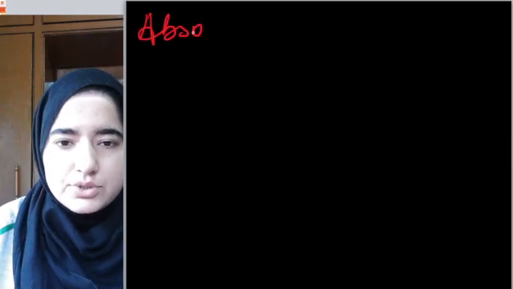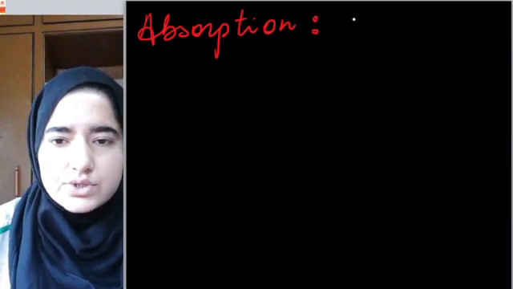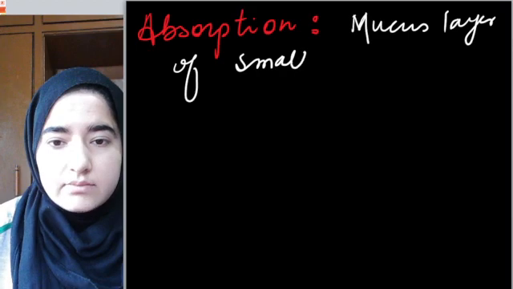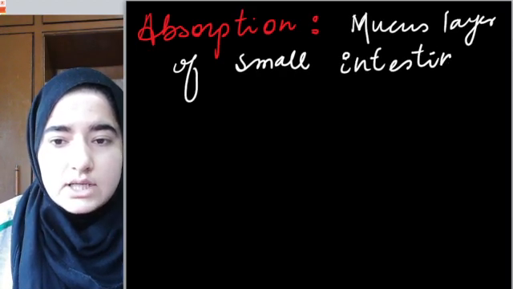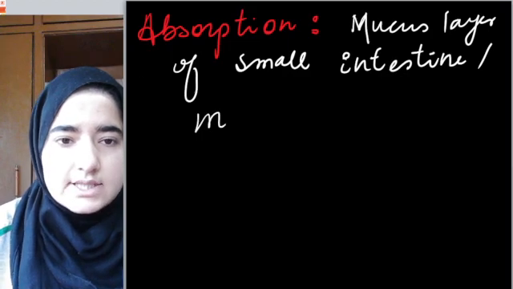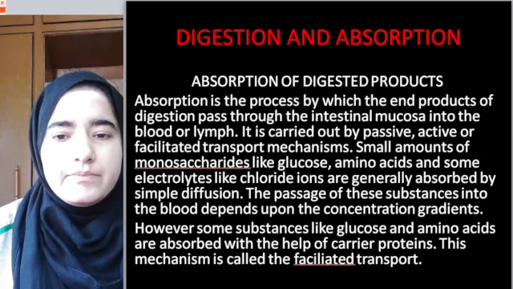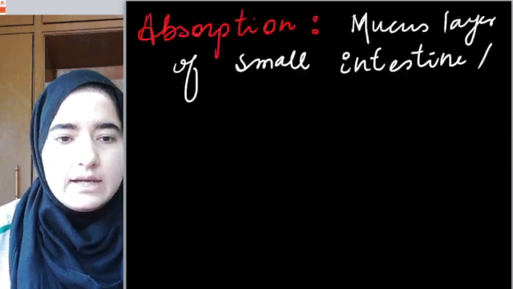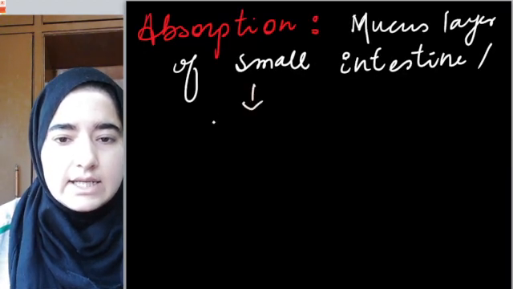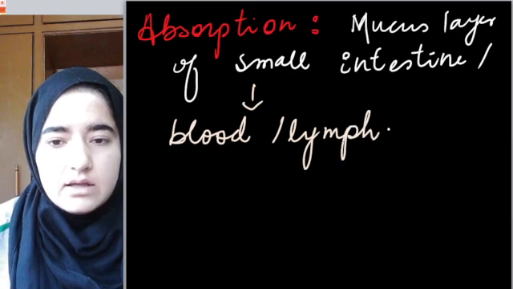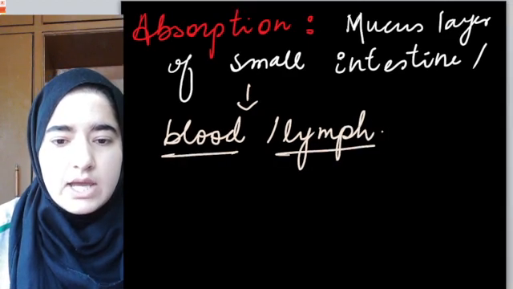Now absorption, as I already mentioned in my previous sessions, takes place through the intestinal mucosa, the mucus layer of the small intestine. Maximum absorption takes place here. That's self-understood. So absorption takes place through the intestinal mucosa, and the absorbed nutrients go directly either into the blood or into the lymph. I hope this concept is clear.